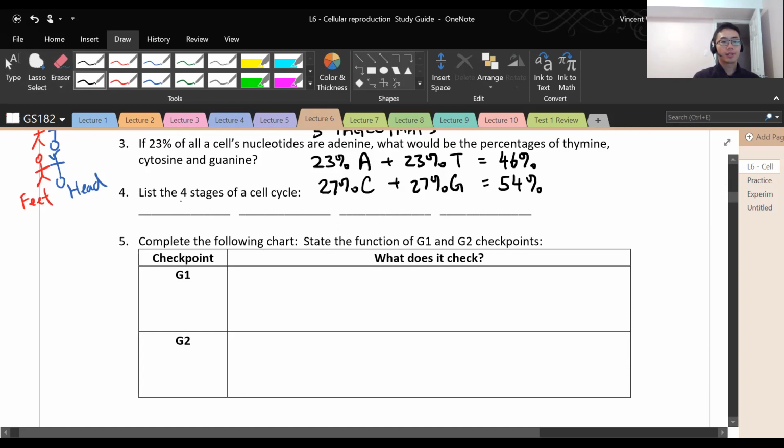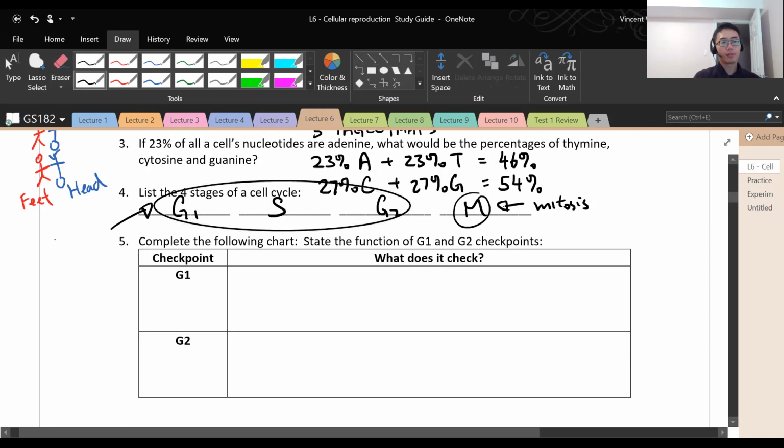Okay, so there is G1, there's the S phase, G2, and then there's the M phase. So M is for the mitosis, right? And then these G1, S phase, and G2, these here are part of the interphase. A cell spends like the majority of the time, like 90% of the time, in interphase. And then when it's ready, it's going to undergo mitosis to divide.